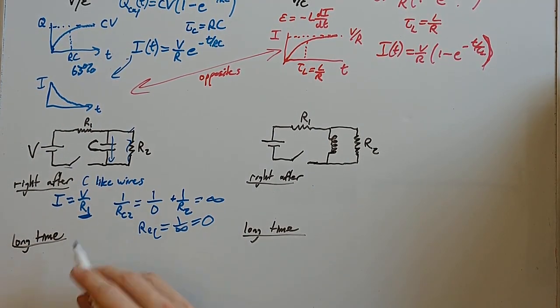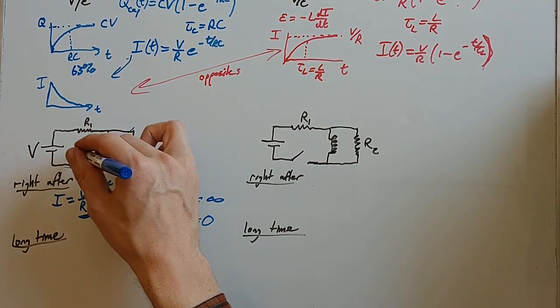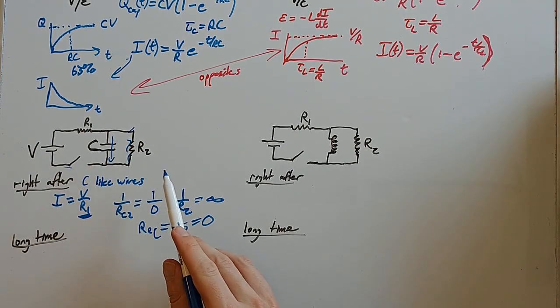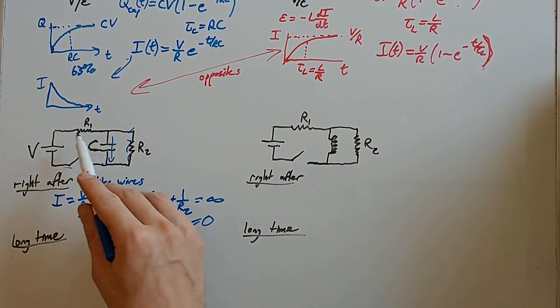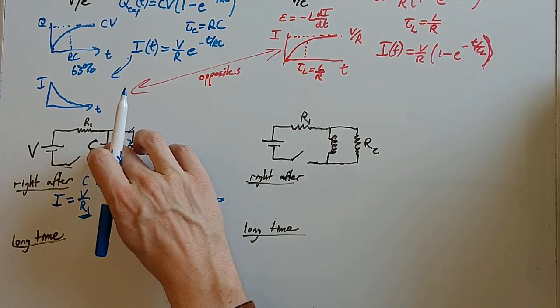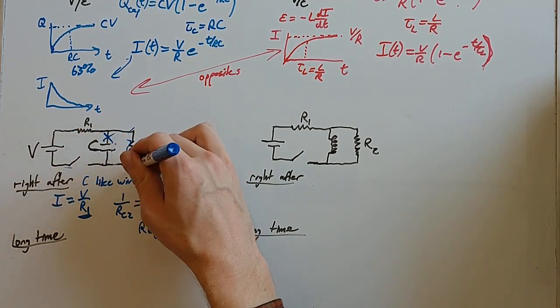All right, now contrast that after a long time. After a long time, C is going to start acting like an infinite resistor. And when C acts like an infinite resistor, basically none of the current wants to flow here. So after a long time, nope, can't go through there. All the current has to go through there.